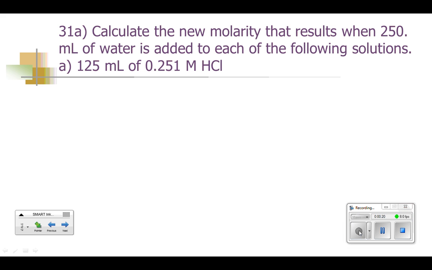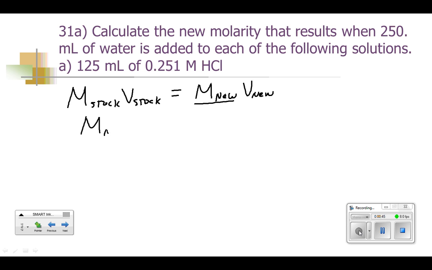So the dilution equation is that the concentration of the stock solution times the volume of the stock solution will be equal to the concentration of the new solution, let's just call it new, times the volume of the new solution. And in this problem, we are looking for the new molarity. So that would be this. Let's just do the algebra here. The new molarity will be equal to the molarity of the stock, I'm just going to put the S here, times the volume of the stock divided by the volume of the new solution.